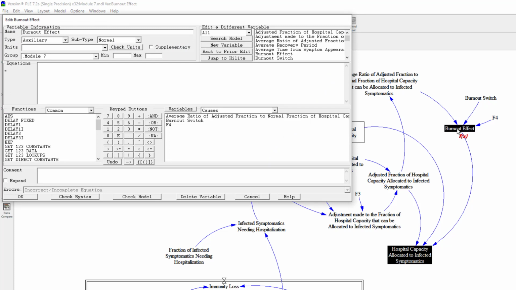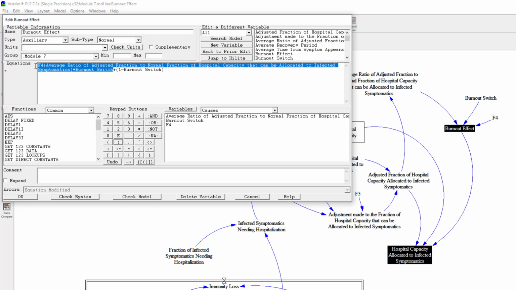Okay, so the burnout effect is going to be F4, and the input value is going to be the average ratio that we calculated using the smooth formula. And now we have to think about the burnout switch. So we're going to multiply this by the burnout switch. The current value of the burnout switch, think about it, is 0. So then this whole thing will be 0. Now what we do here is plus 1 minus burnout switch.